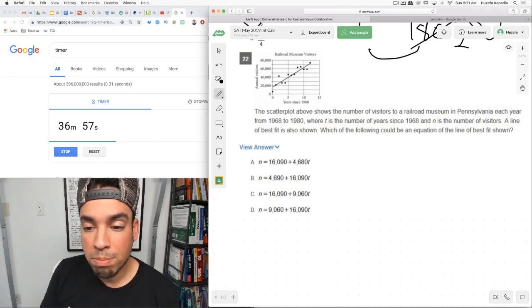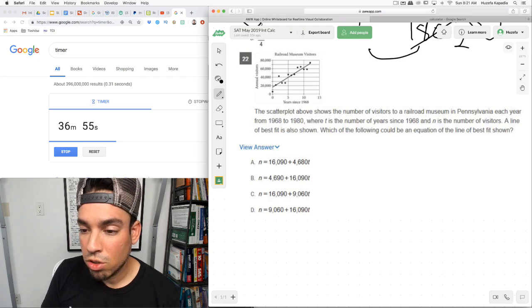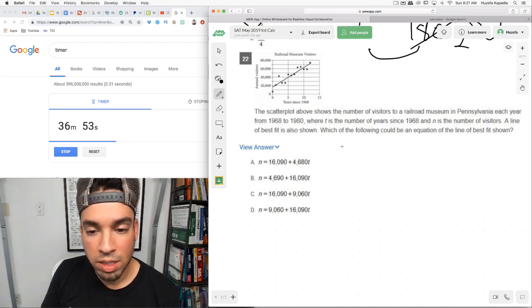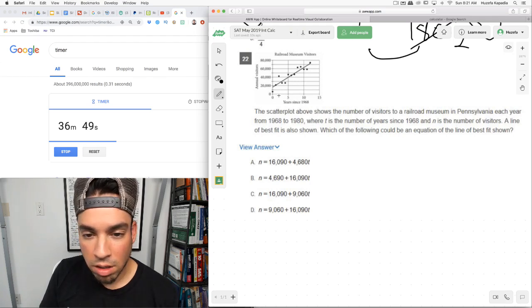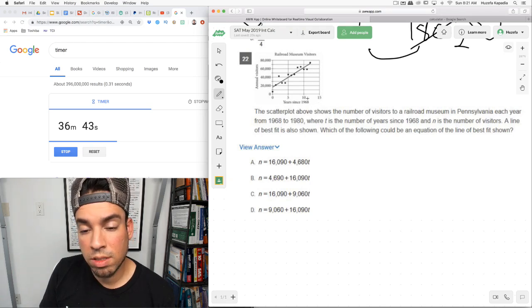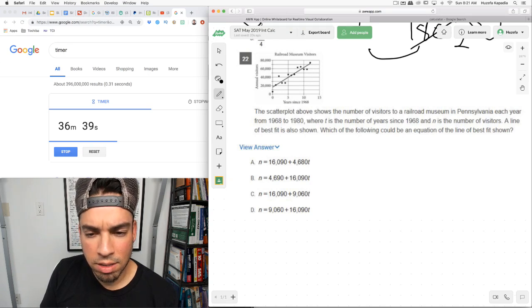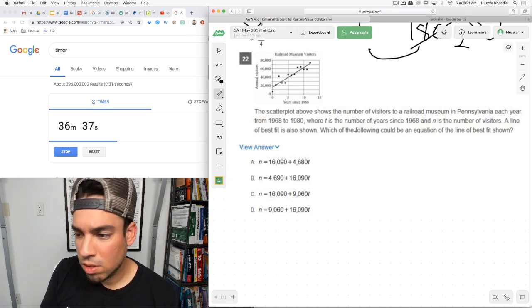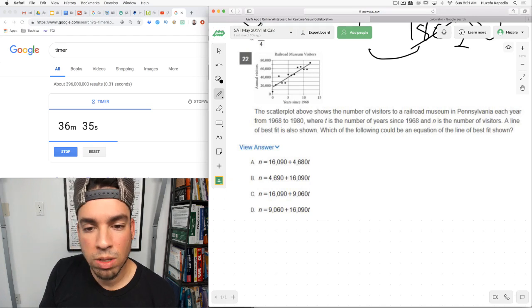Next, the scatter plot above shows the number of visitors to a railroad museum in Pennsylvania each year from 1968 to 1980. Hold on. Oh, because it stops there. Got it. T is the number of years since 1968, and the number of visitors. Which of the following could be the equation for the line of best fit?